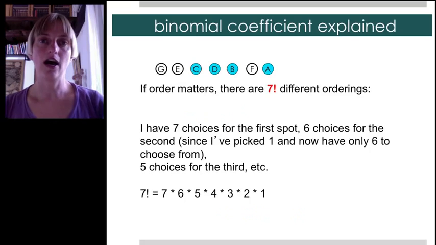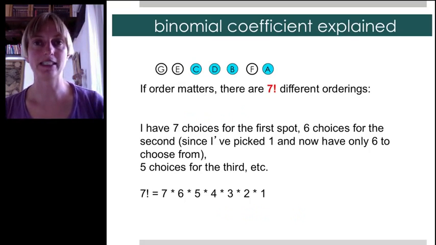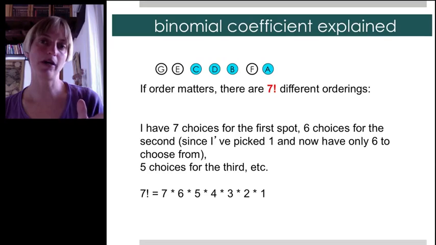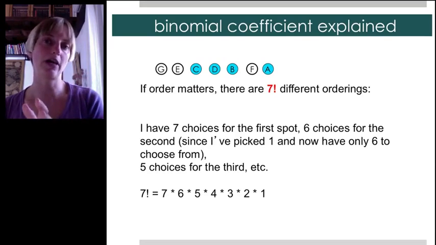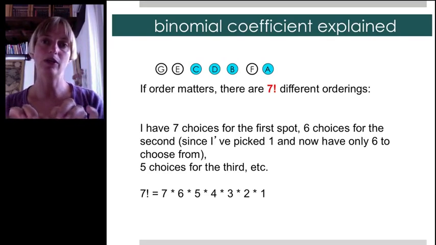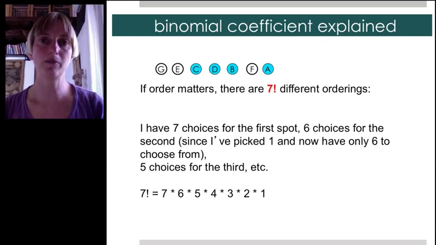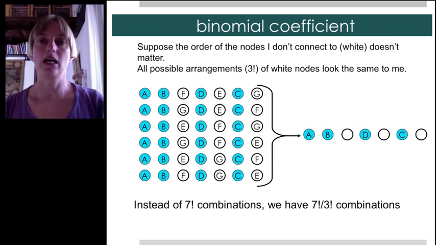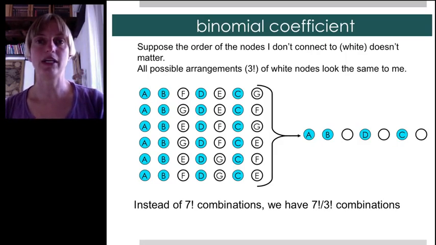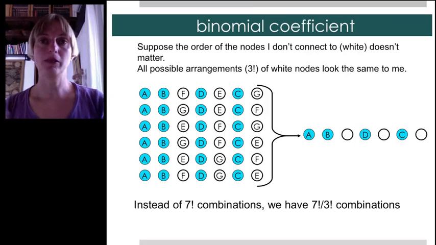And there are 7 factorial different ways of making such an ordering, because for the first spot you have 7 choices, for the second spot you have the remaining 6, the third spot you have remaining 5, etc. So this is 7 factorial if you could distinguish all of the nodes separately. But what we're saying is that we're only distinguishing at the level of whether a trial was successful or not. So whether a node is white or blue, which means that the 3 white nodes are just completely swappable.